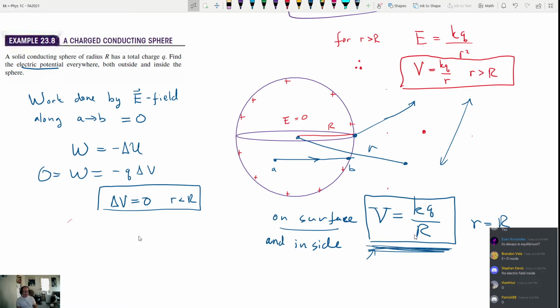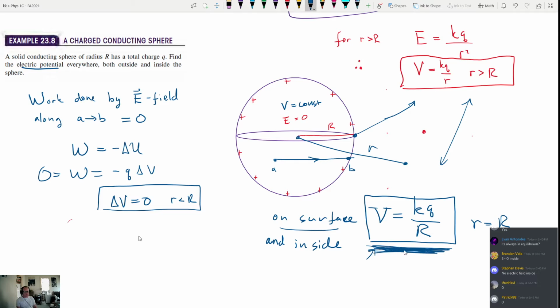So when you have a charged conducting sphere, the electric potential inside is constant. It has to be, because if the potential changes, there would be an electric field, but there's not. So the potential inside has to be constant, and the only possibility is that it's equal to the value on the surface.